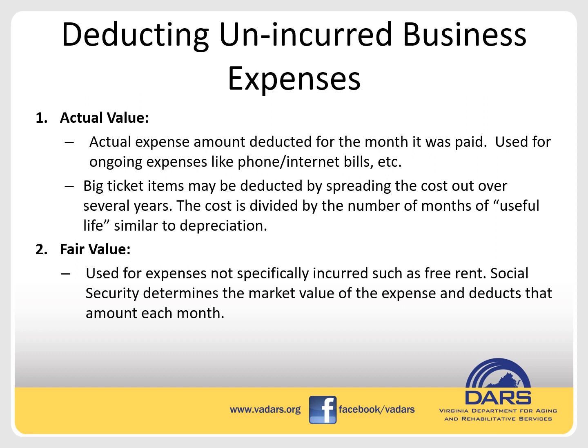The other way to deduct unincurred business expenses is by using the fair value. It's used for expenses not specifically incurred, such as free rent. Going back to the example I gave you of the client who operated their business out of the community center, and the community center wasn't charging them anything for rent or utilities, Social Security is responsible for determining the fair market value of the expense and deducts that on a monthly basis. Fair value is usually only used if an actual value cannot be obtained. If Social Security has verification of an actual value of an item and has documentation of what VR or the individual or agency buying the item spent, actual value is going to be used as long as Social Security can verify it.